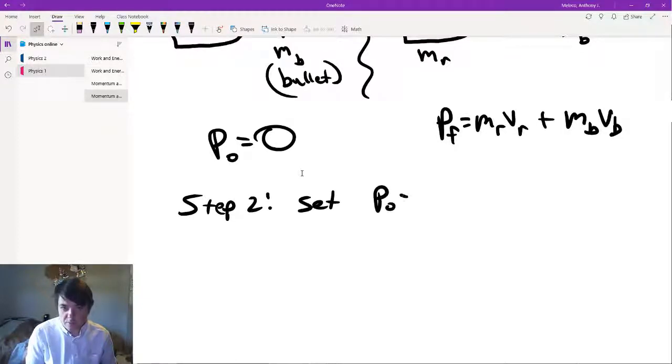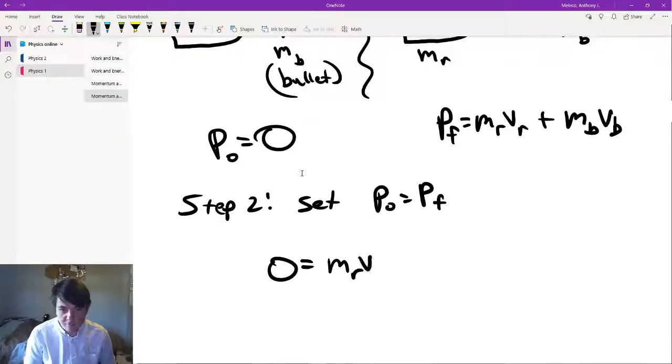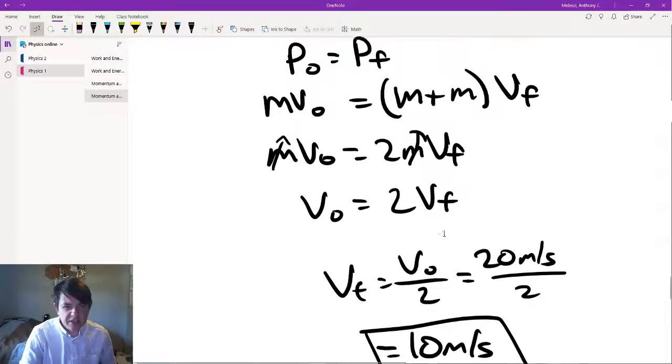So step 2, we have our momentums. Set P initial equals P final. In some books, even in my notes online, I sometimes use I for initial. I'm just using O in case the notation confused you. So 0 is our initial. Our final is MR VR plus MB VB.